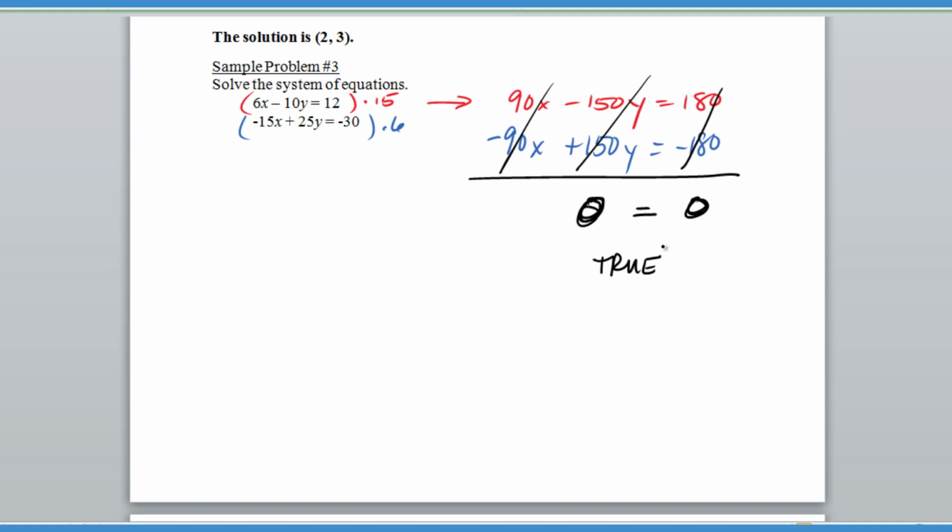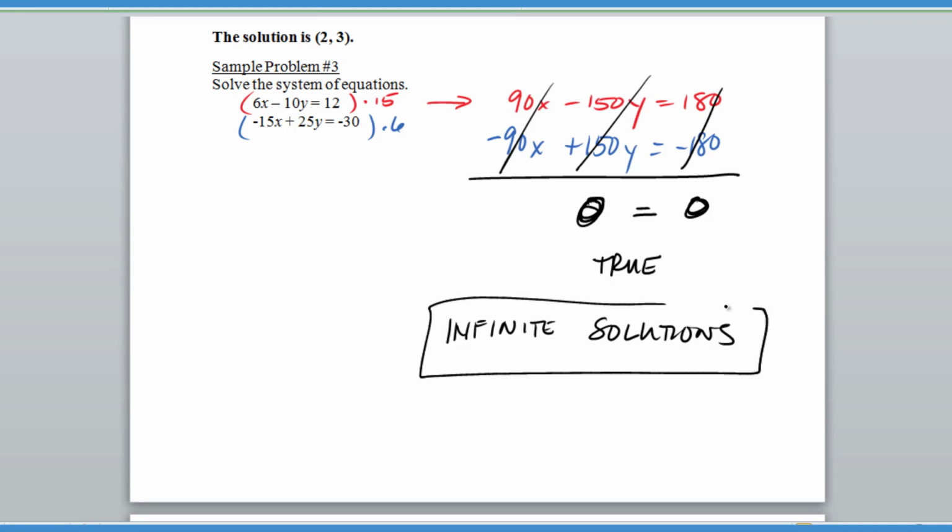And if the equations are exactly the same, that means that they share all the points on the line. And so if they share all the points, they're technically sharing all the solutions. So that means that there is an infinite number of solutions to this particular system of equations. If you recall from our graphing lesson, this graphically would look like the same line being graphed right on top of itself. And so infinite solutions would technically be the answer here.